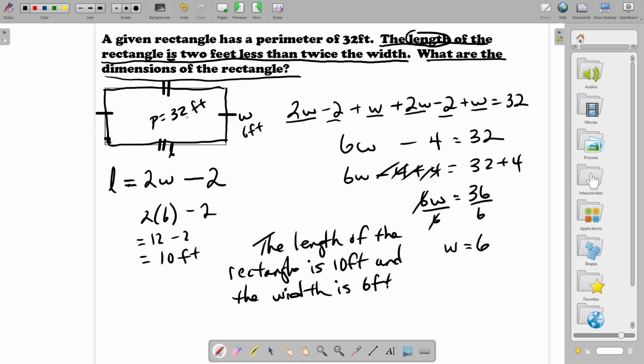You can always go back and check your answer. We know that the perimeter is 32, so if we have a width of 6 feet plus a length of 10 feet plus another width of 6 feet plus another length of 10 feet, 6 and 6 is 12, 10 and 10 is 20, we get 32 feet.